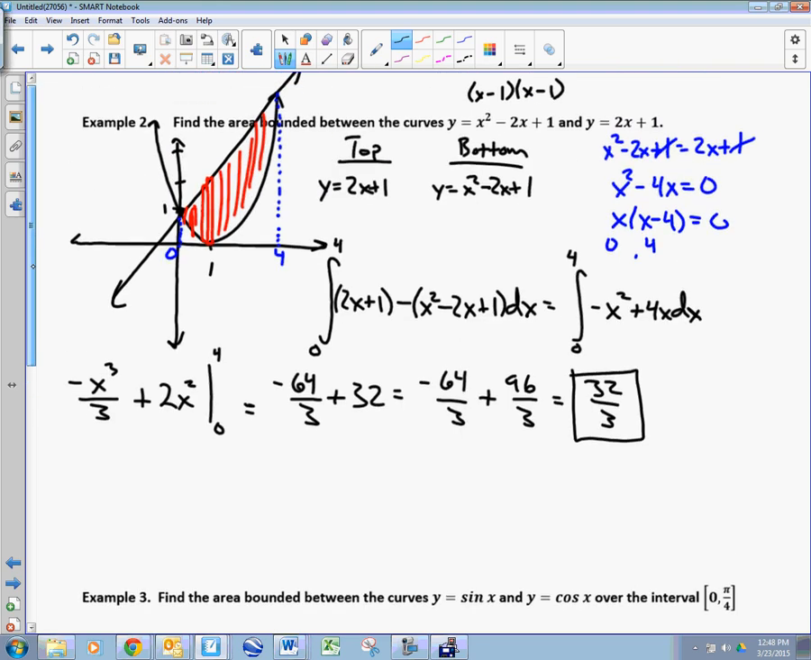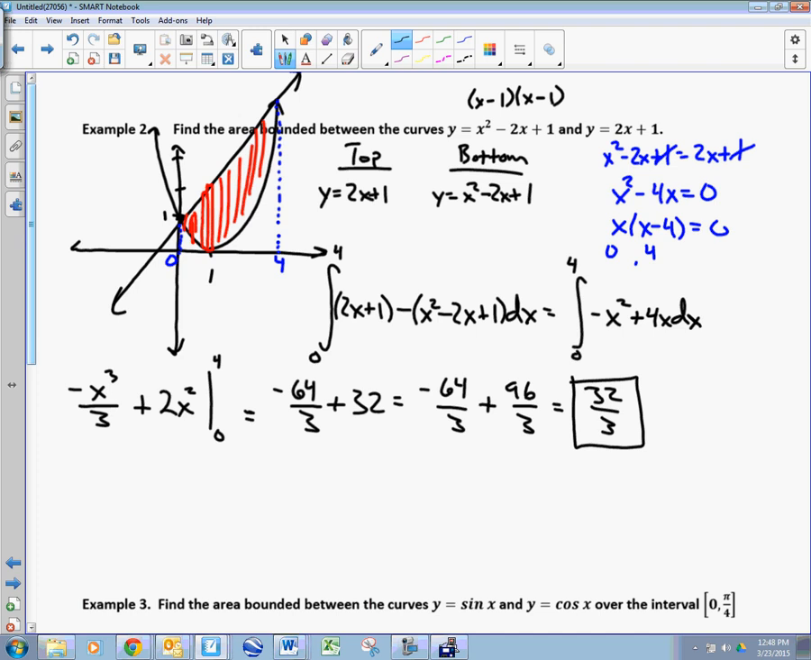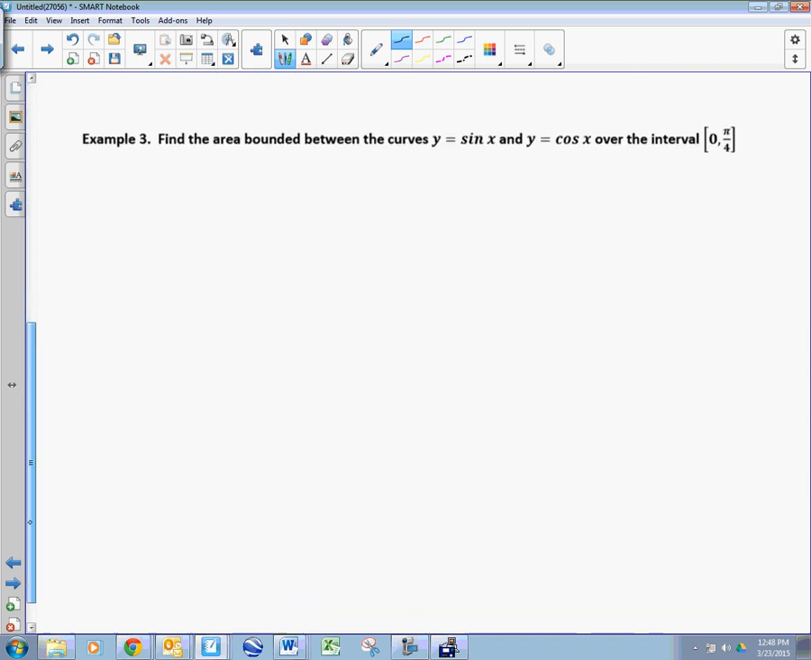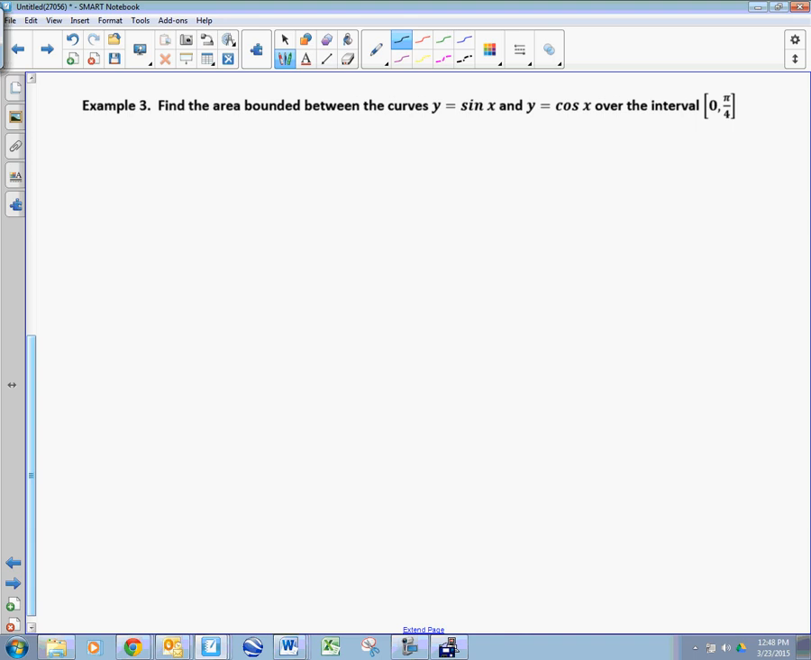But as you look at the problem, if you were asked to find the exact area bounded between two curves without the integral, that would be very difficult. But the integral and calculus make it quite simple as long as we can draw it out. Okay, let's look at a trig example. Find the area bounded between the curves y equals sine of x and y equals cosine of x over the interval 0 to pi over 4.